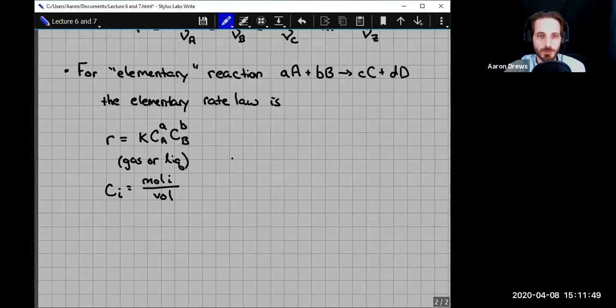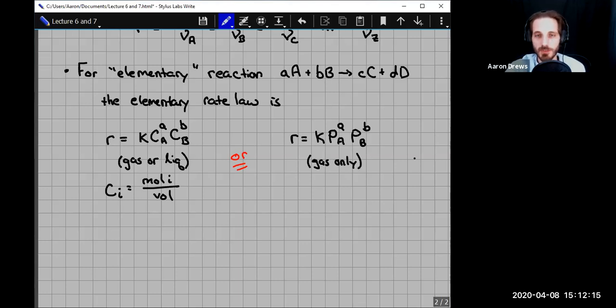The other option that we will encounter is you can write the rate is equal to some rate constant k, and now instead of the concentrations raised to their stoichiometric coefficients, we can write a partial pressure raised to their stoichiometric coefficients, P sub A to the a, and P sub B to the b. This one is only good for gases.